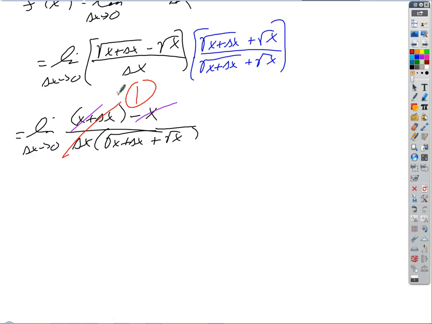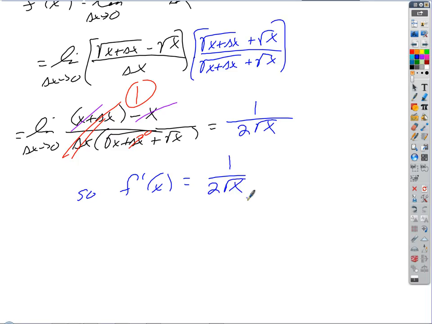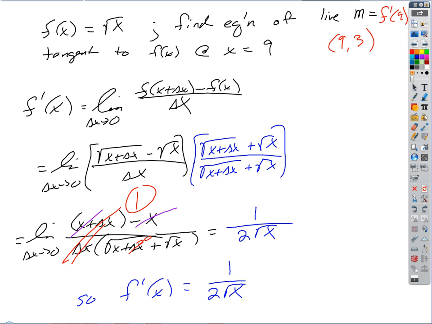Everything went away, but that's all I needed, because now I can evaluate my limit. When I let delta x go to 0, that term goes away, this one's already canceled, and I just get 1 over the square root of x plus the square root of x. It's the same thing as 2 square roots of x. So that's our derivative function: f prime of x equals 1 over 2 times the square root of x. We wanted to evaluate it at 9 to find the slope of the curve at x equals 9.